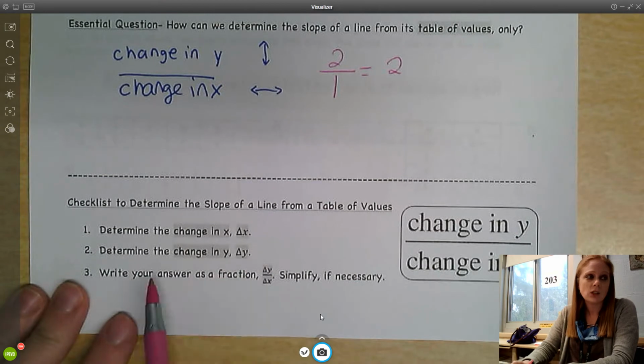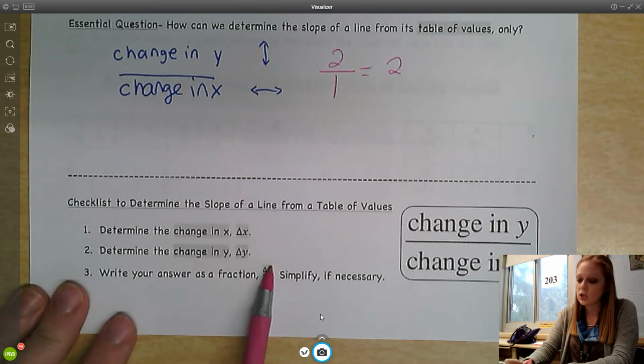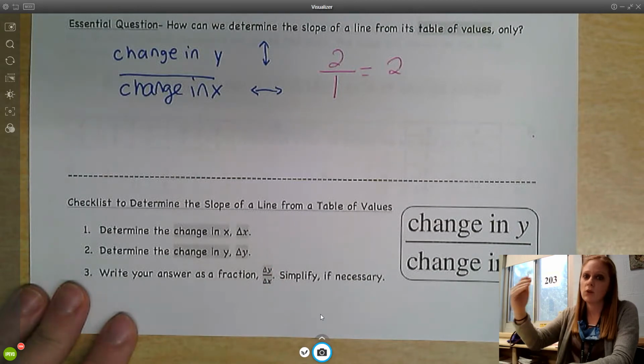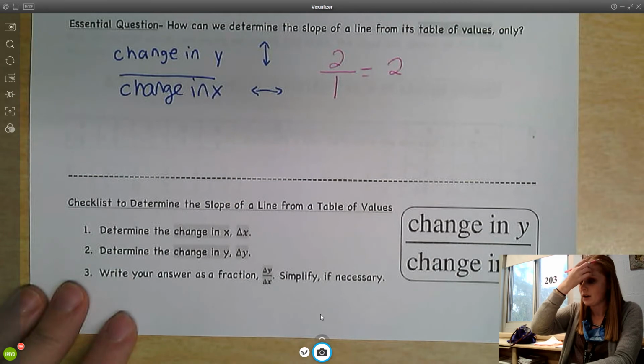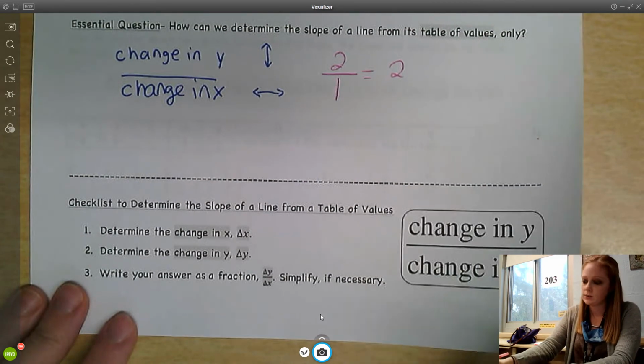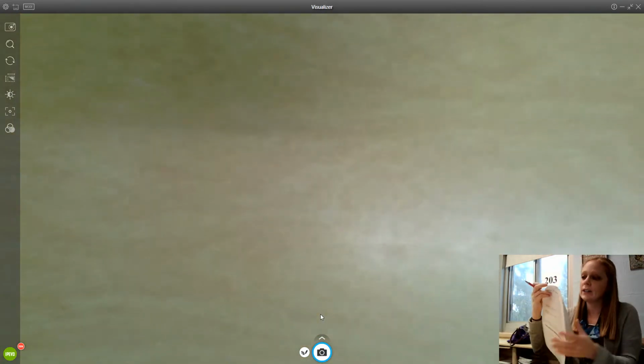Okay, so here's our checklist. Determine the change in the x, determine the change in the y, and write it as change in y over change in x. A lot of people want to put the x on top. Please remember, rise over run. The rise, up and down, is on top, and the run, side to side, is on the bottom. Change in y over change in x. All right, let's try some tables.